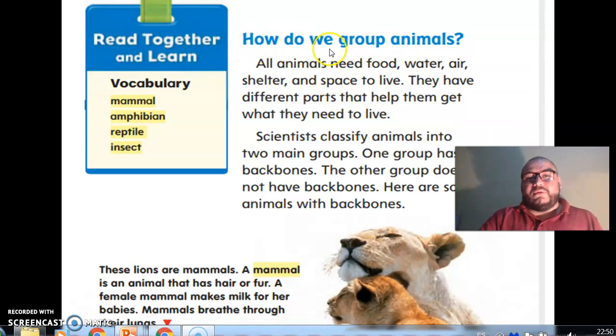How do we group animals? All animals need food, water, air, shelter, and space to live. They have different parts that help them get what they need to live. Very good.